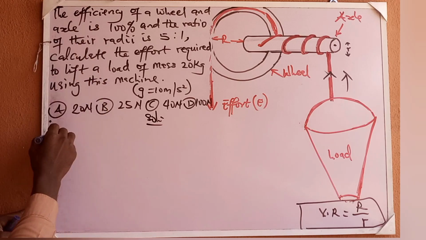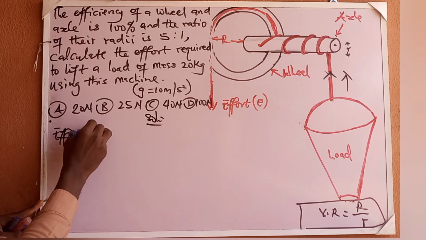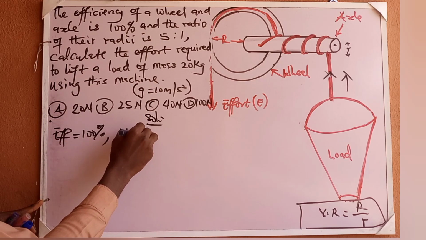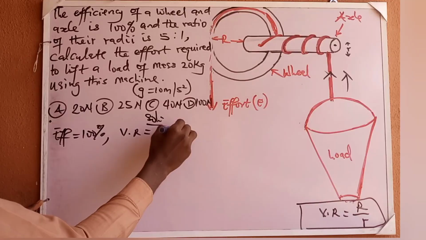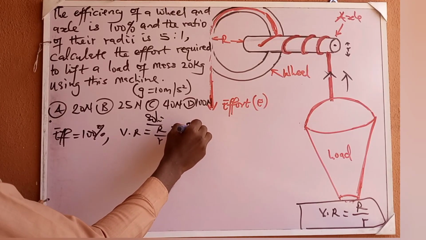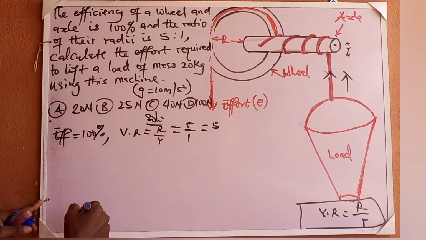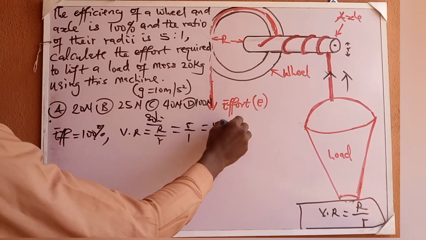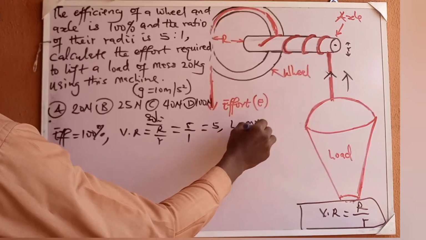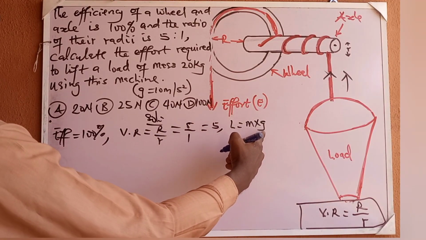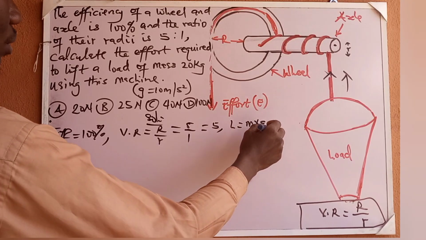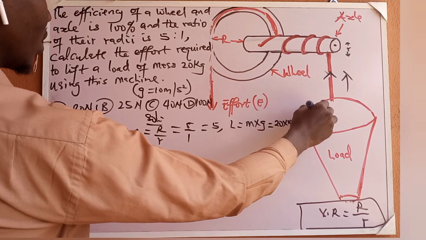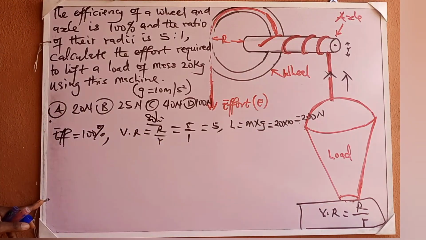Solution. Let's write out what we have. We are given efficiency as 100%, and the ratio of the radii, which is the velocity ratio, VR, which is R to small r, is 5/1, which is going to be 5. So velocity ratio is 5. We are given the mass of the load. So the load itself is going to be m times g. g is 10. When you multiply mass and g, that gives you the weight, and that is the load. So 20 multiplied by 10 gives us 200 newton. So the load is 200 newton.